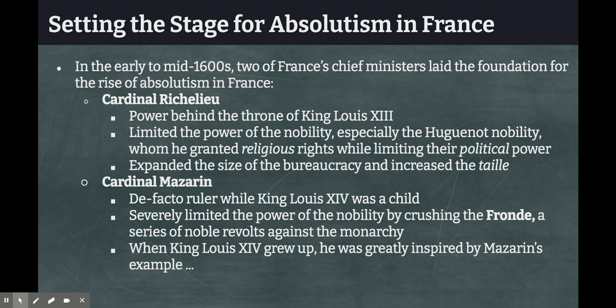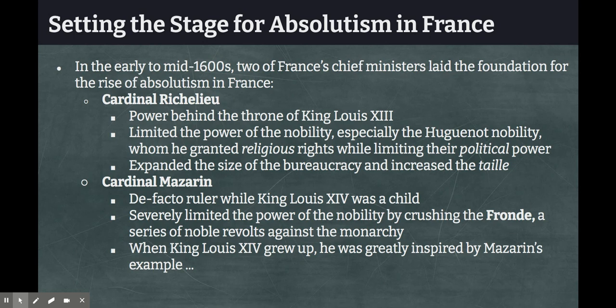So he was especially controlling of the Huguenot or Protestant nobility, right? And again, he was kind of a mix of punishment and reward. So he actually granted them religious rights, but he took away a lot of their political power and gave it to himself and to the king. He also expanded the size of the bureaucracy and increased the taille, which is the French land tax. So raising taxes, hiring more officials, ensuring he has this loyal base of power, who aren't nobles.